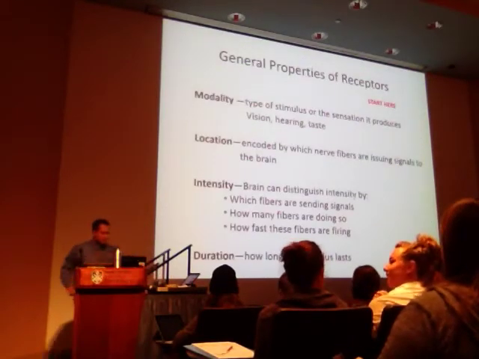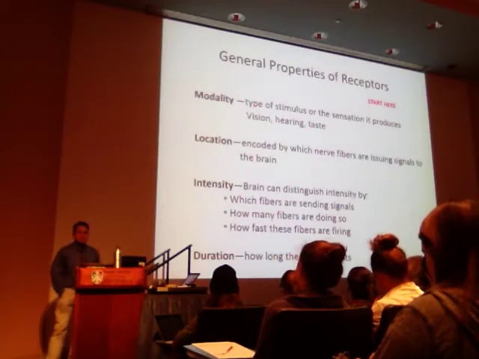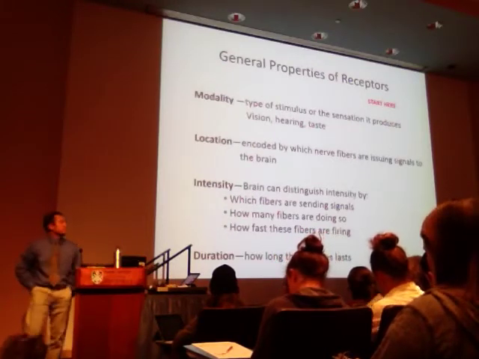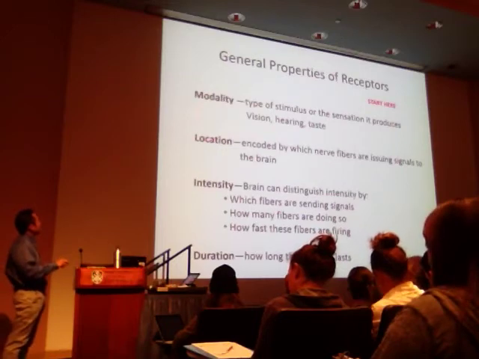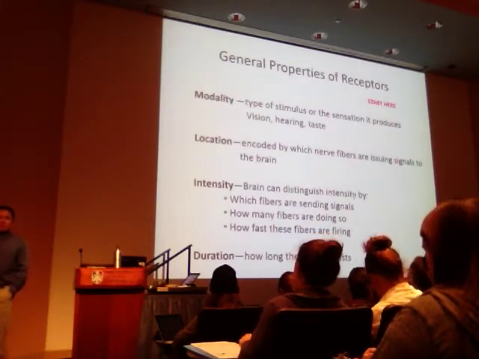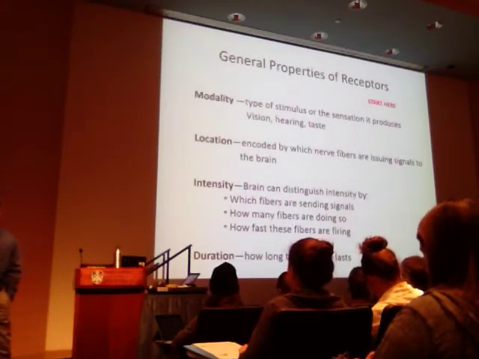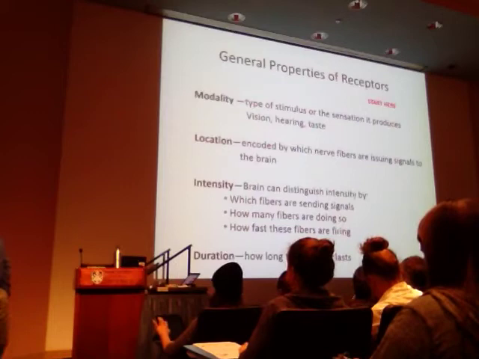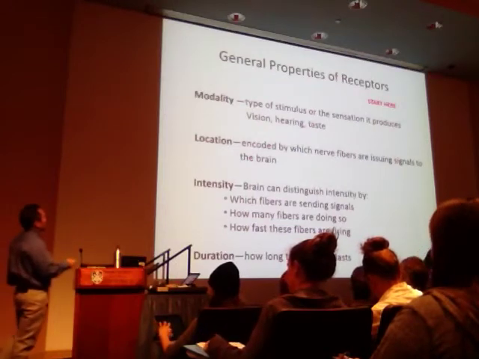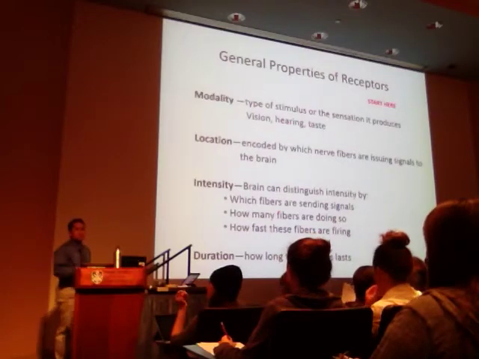There we go. All right, we're looking at the general properties of receptors, and we have 4: modality, location, intensity, and duration. This could be another homework assignment for you: see if you can define each of these and give examples of what they mean. For example, the modality is the type of the stimulus. Is it sending a sensation?